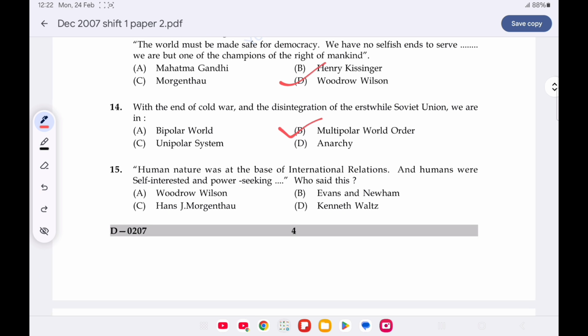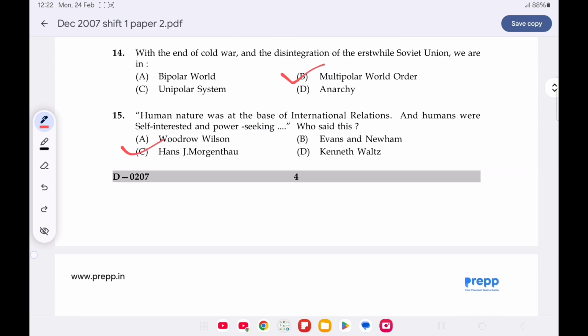Question number 15. Human nature was at the base of international relation and humans were self-interested and power-seeking. Who said the following statement? Option C is correct, Hans J. Morgenthau. Now move to next question.